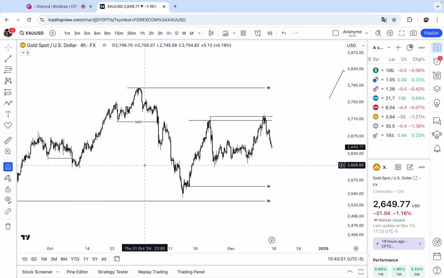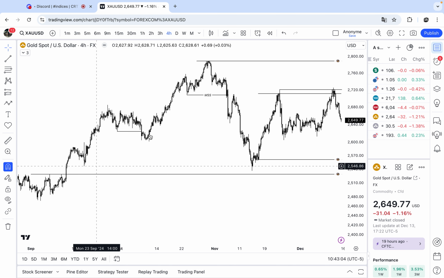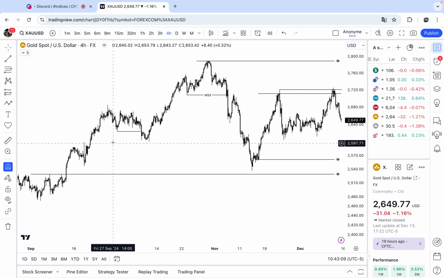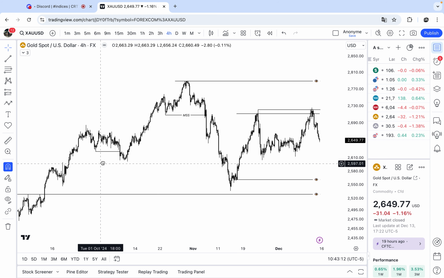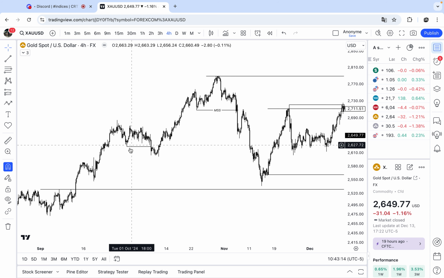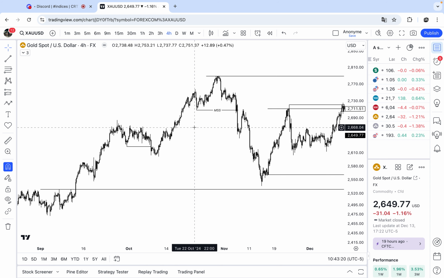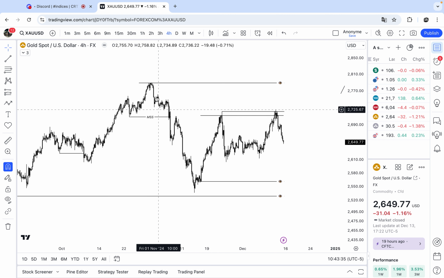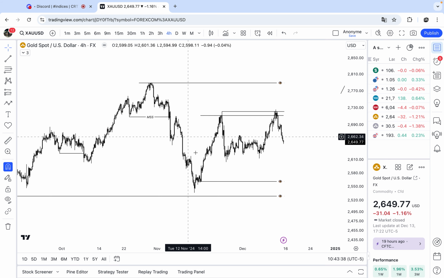We were here, and I was explaining that there's a true market structure shift and a fake one. This is a fake one because this is not the last low that broke the last high. This is a true market structure shift right here. This is the last low that broke the last high, as you can see. And then boom, we break right under it. So now we've got high, low, high, low.